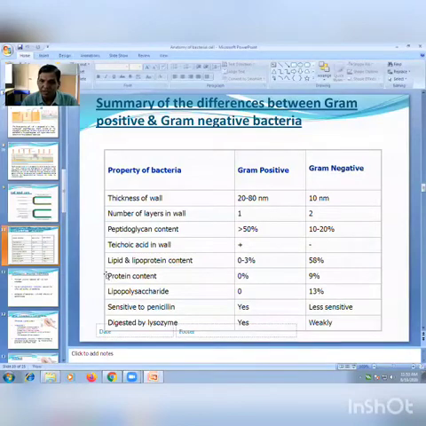Sensitivity to penicillin: generally gram-positive bacteria are more sensitive as compared to gram-negative. Digestion by lysozyme: yes in gram-positive, while the cell wall of gram-negative bacteria is weakly digested. So these are a few differences. Many times we are asked the question, write the difference between gram-positive and gram-negative cell wall.